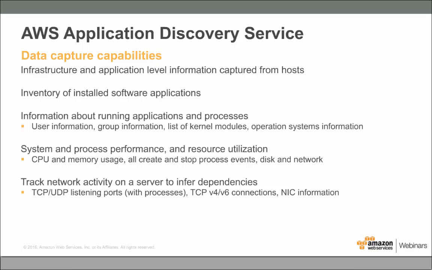It will collect the system and process performance and resource utilization, such as CPU, memory, all created and stopped processes, disk and network performance. And then last, it'll track all network activity. And that's how it really identifies the interdependencies. For example, it'll look at all TCP and UDP listening ports and map them to the process running on the local host. It is compliant with TCP version 4 and version 6, or v4, v6 connections.